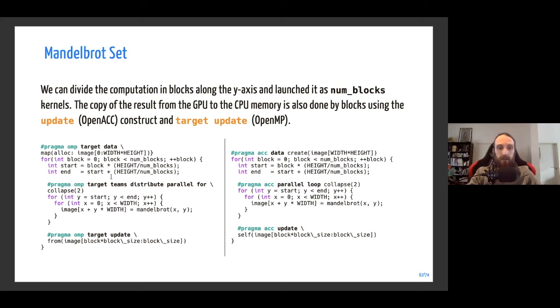And along the y-axis, we will divide the work into blocks, which is the outermost loop, okay? The first loop is a block loop, and this block will basically divide the y-axis. And then we compute the start and end of each block, and we do the iteration on the y-axis for the block, and on the x-axis we use the full width of the image, and we compute each pixel of the image using the Mandelbrot function.